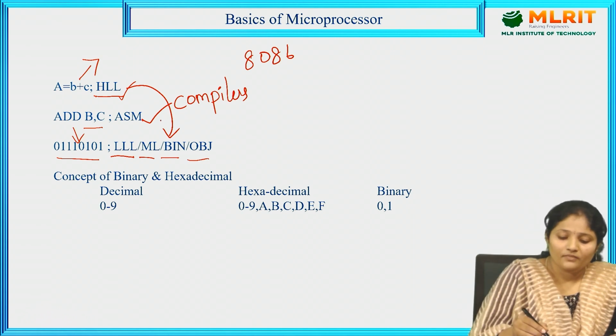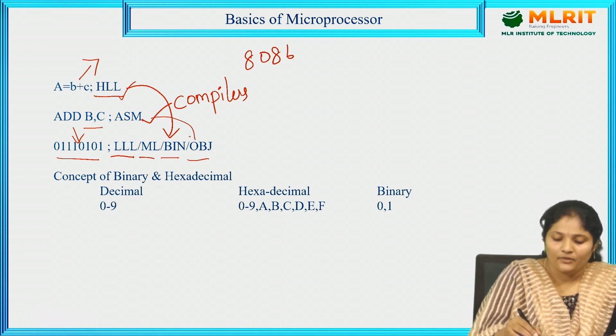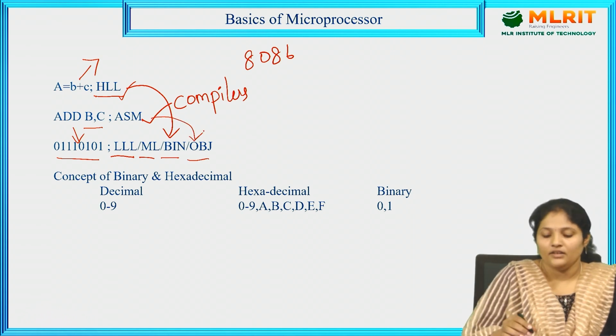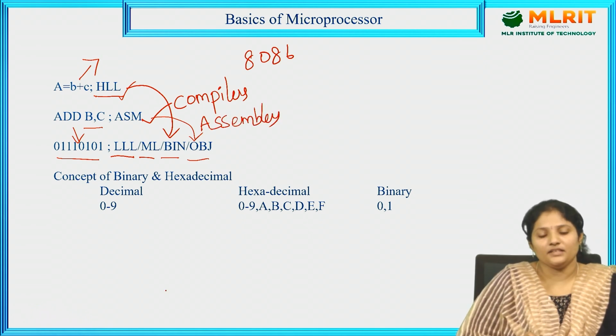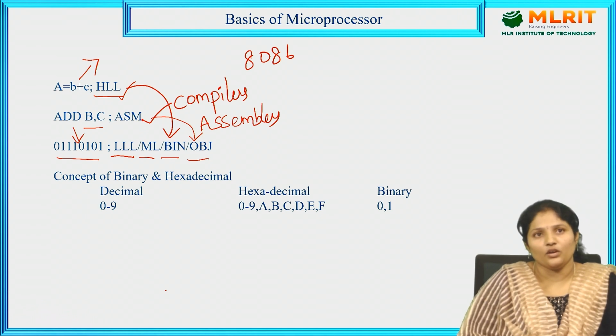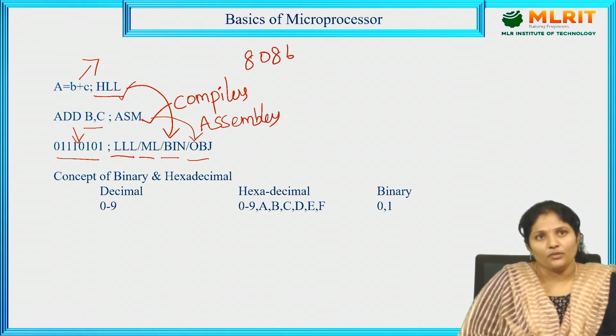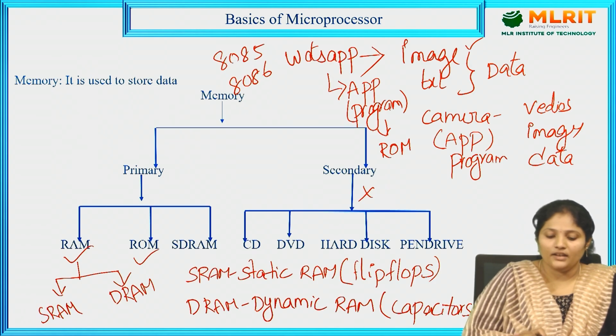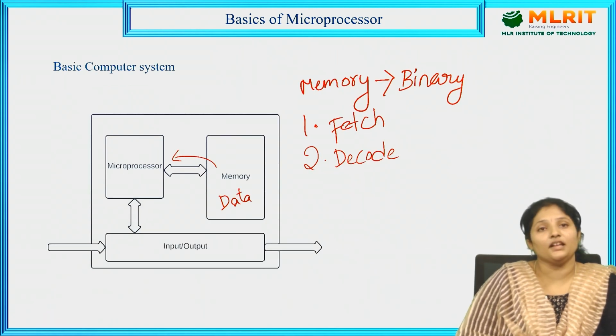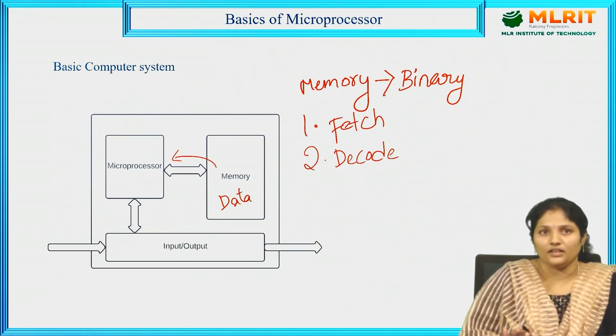Here, how is an assembly language program converted into binary? There should be assemblers. These assemblers convert the instructions we write in the normal language to binary. Okay, assemblers convert the instructions into binary, and that data will be stored in the memory.